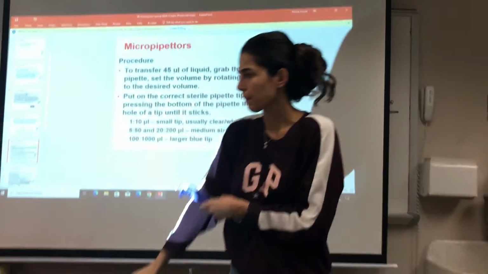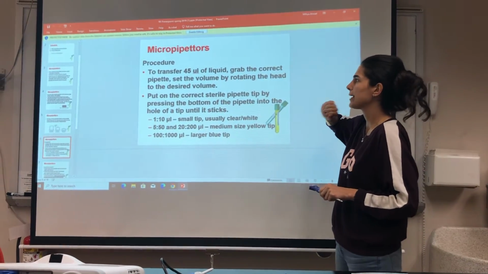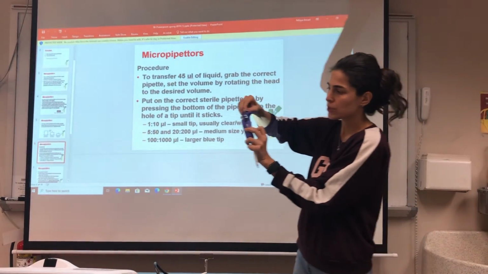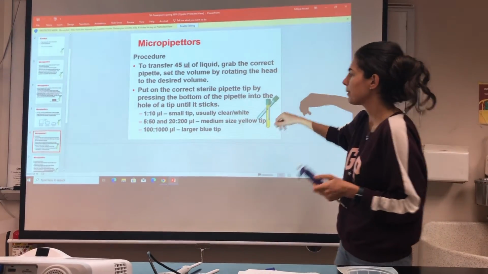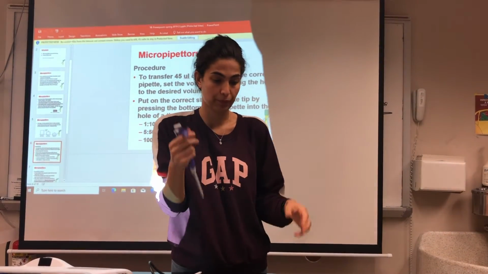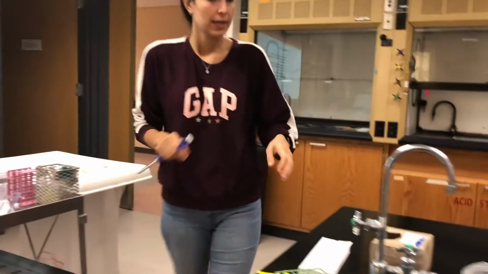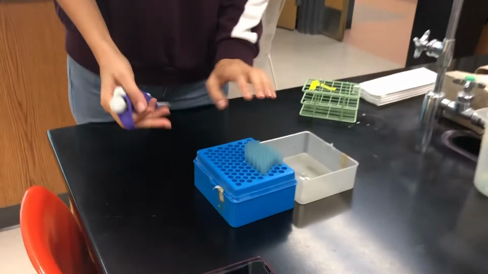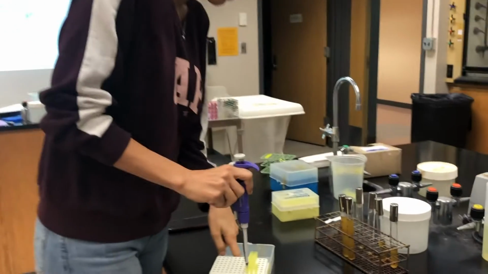Then, to transfer the 45 microliter of liquid, grab the correct pipette, set the volume by rotating the head to the desired volume. So here is the 45. Put on the correct sterilized pipette tip. When we want to transfer the liquid, we need the tip. Here is the tip for the big micropipette. It won't fit to this. When we set the volume to 45, we need to grab the appropriate tip.